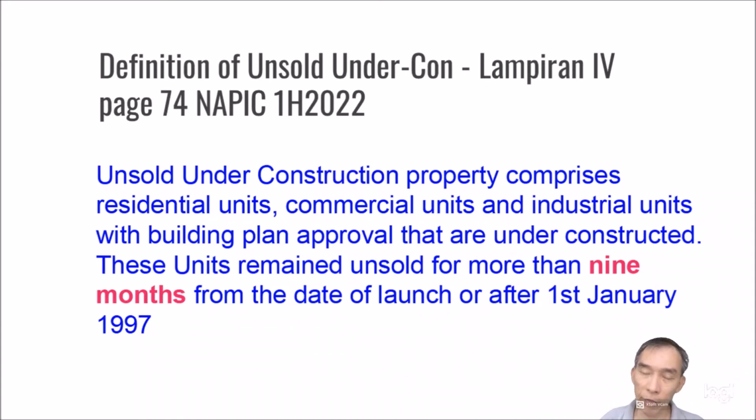The definition given by NAPIC is that unsold under construction property comprises residential units, commercial units, and industrial units with building plan approved that are under construction. That means they are under construction. These units remain unsold for more than 9 months from the date of launch. But here it doesn't mention CCC. So it means that it is under construction but not yet completed and still unsold. This is a huge amount, because a lot of projects go into construction but never complete because there is no money to continue.